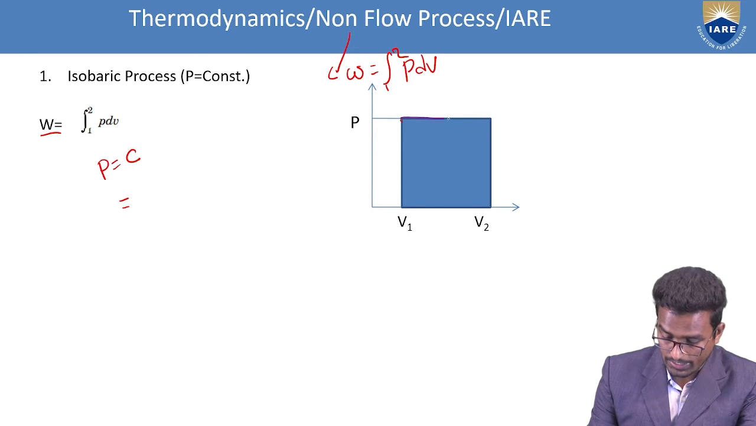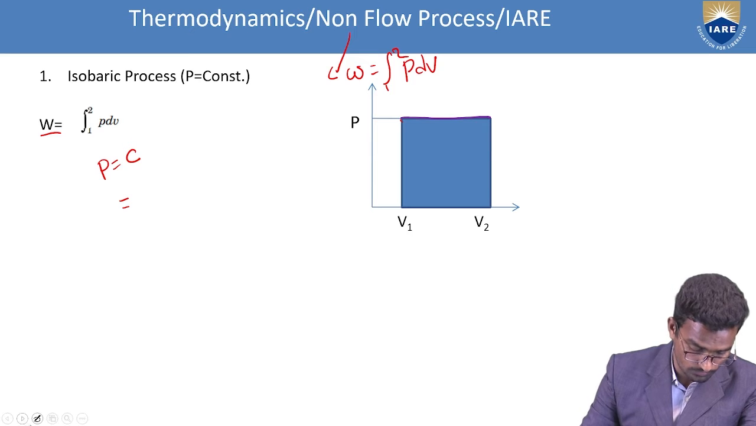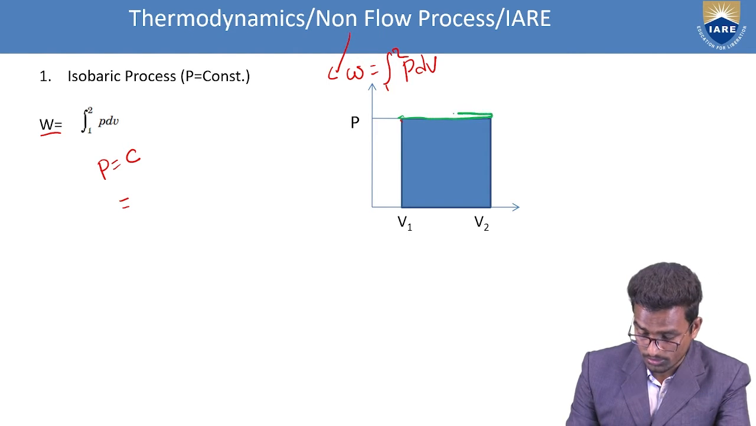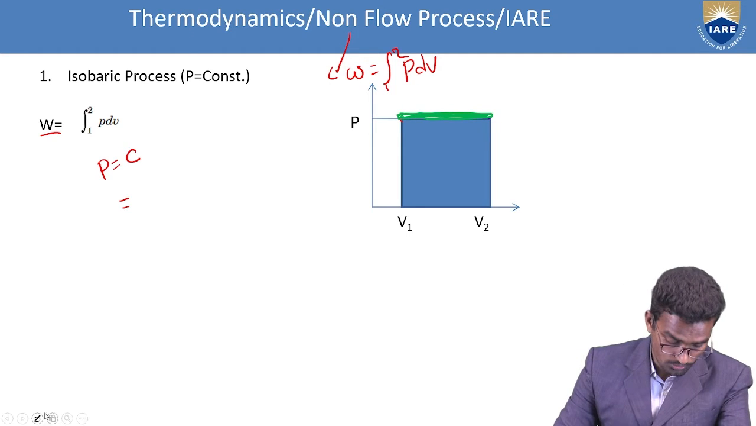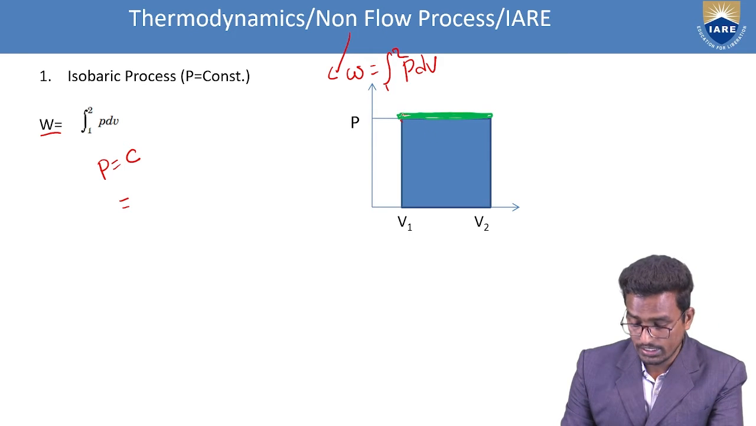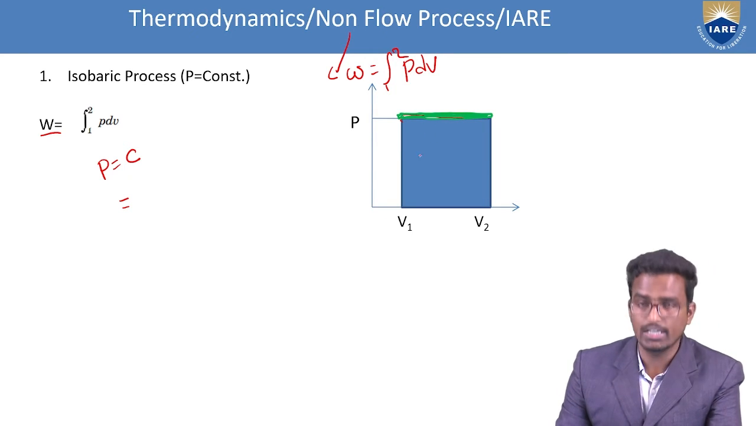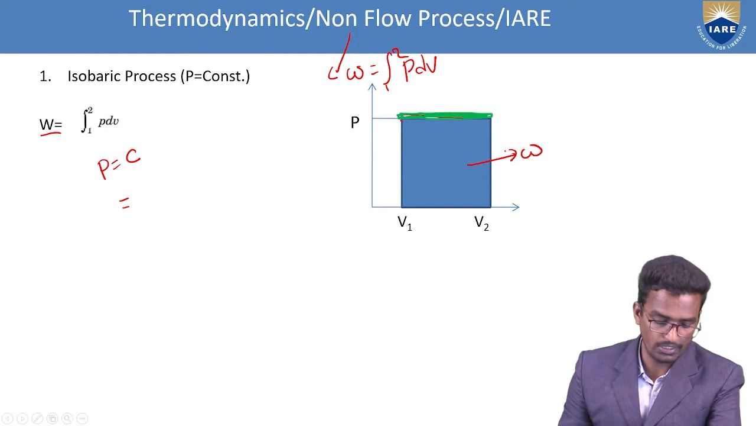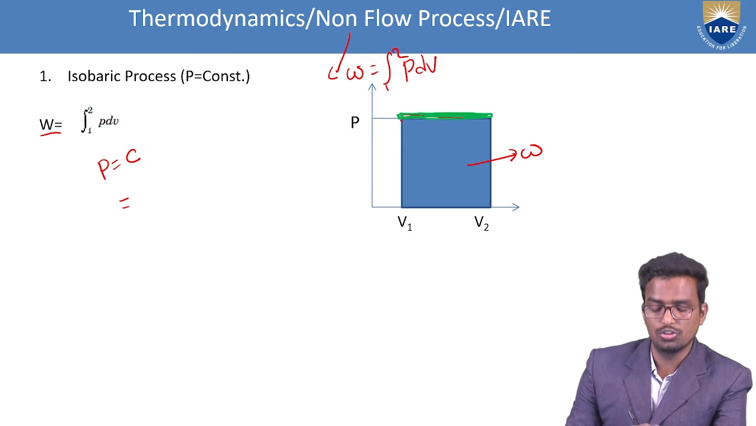Assume this is a line. This is where the work happened. The area under this line you call the work done. Simple, right? So I calculate this in two ways.